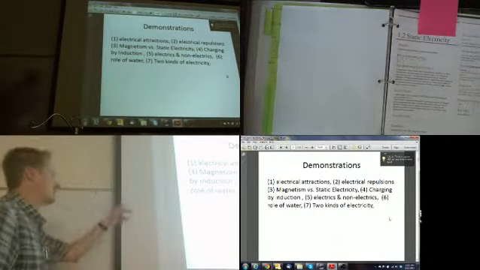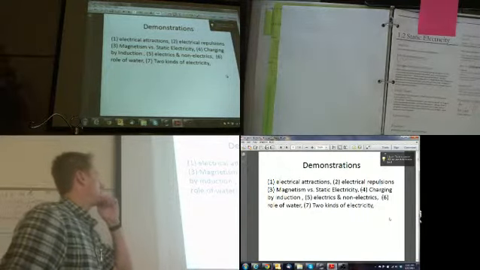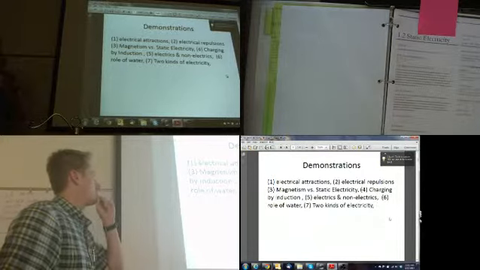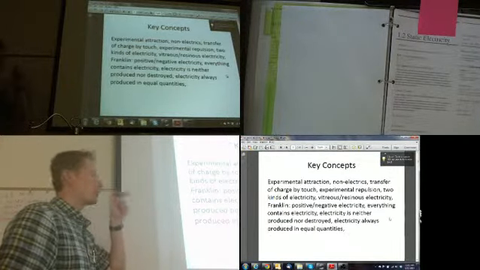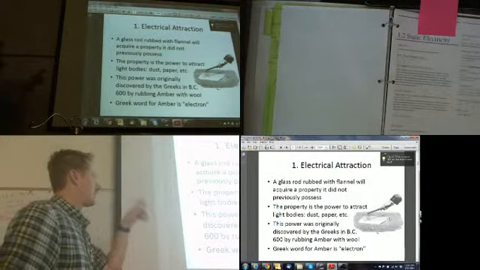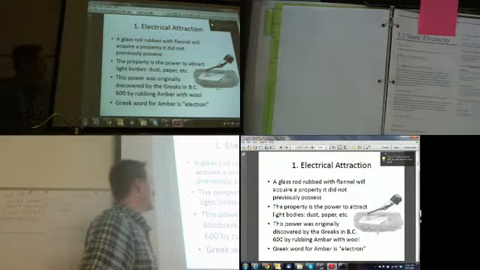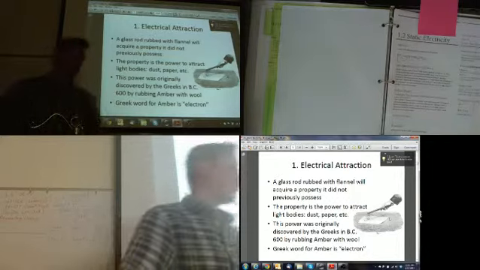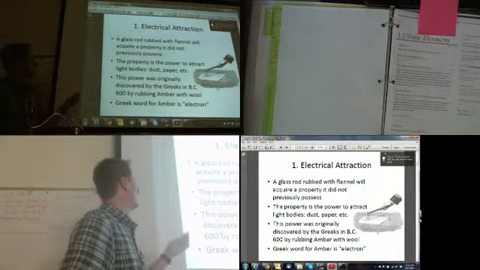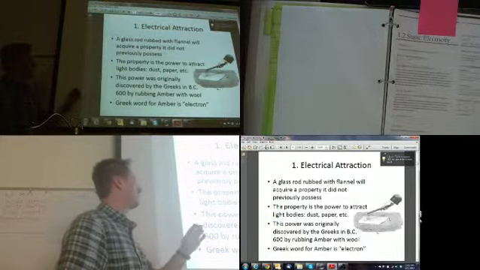So we demonstrated these today. Two types of electricity. Conductors. We'll talk a little bit about conductors, key concepts. Okay, so we talked about electrical attraction. I think you guys know what that is. It was discovered by the Greeks in 600 BC, and they first found the property with amber.